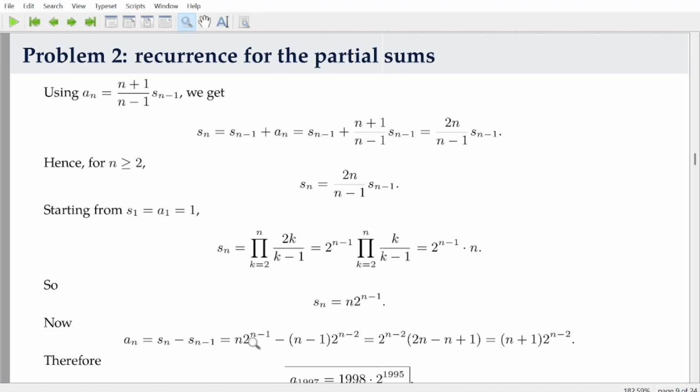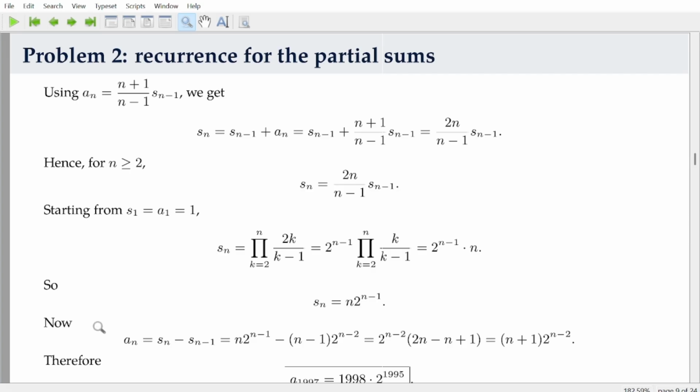Now, 2 to the n minus 1 is just 2 times 2 to the n minus 2, so we can factor a 2 out of that to get that a sub n is 2n times 2 to the n minus 2 minus n minus 1 times 2 to the n minus 2. We factor out 2 to the n minus 2. So that's the same thing as 2 to the n minus 2 times 2n minus n plus 1, which is just the same as n plus 1 times 2 to the n minus 2.